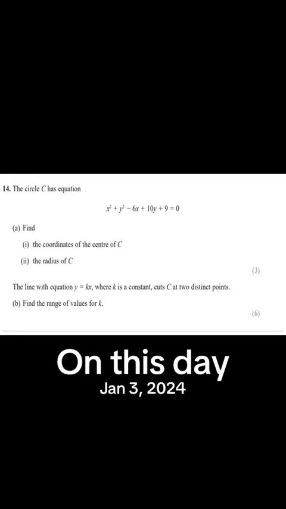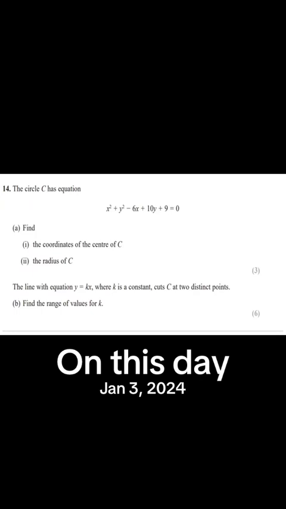AS Pure Mathematics, looking at an exam-style question for equations of circles in the form x minus a all squared plus y minus b all squared equals r squared, where the center of the circle is at (a, b) and the radius is equal to r, in roughly 7 minutes. Okay, let's go. So this is question 14, guys.